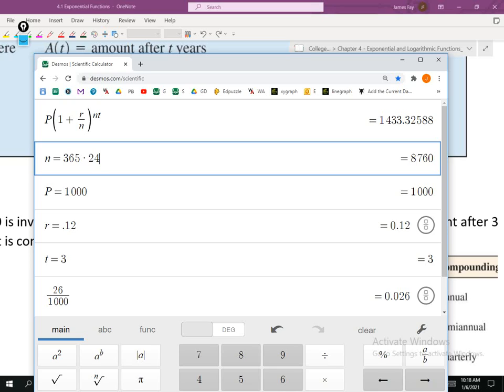So initially, 1 compound compared to 365 compounds, there's a large jump in the interest made. But when I get to a point of going from 365 compounds to 8,760 compounds, there's not that big of a jump. Okay? But what we really like to do, what is the best for the consumer, is not just to compound on the hour. Okay? Not to compound on the day or the week or whatever like that.